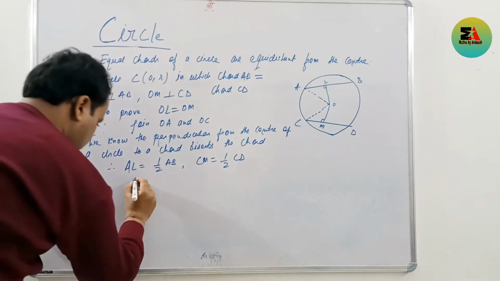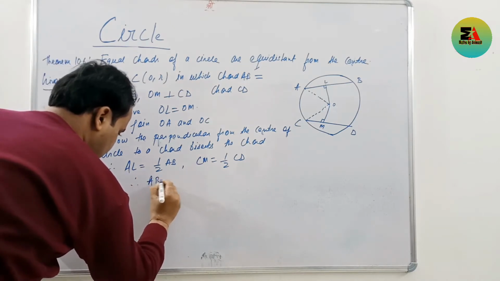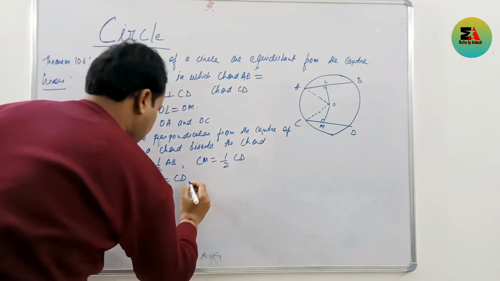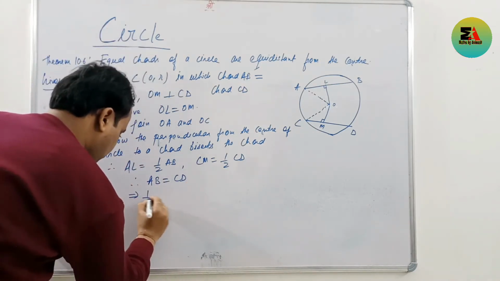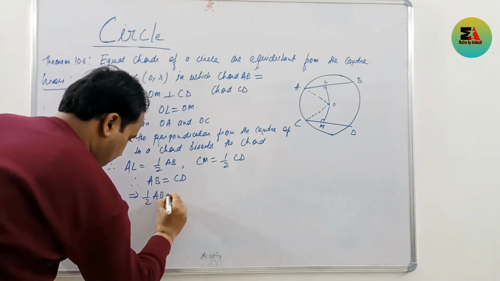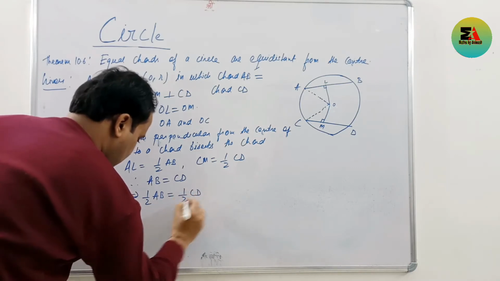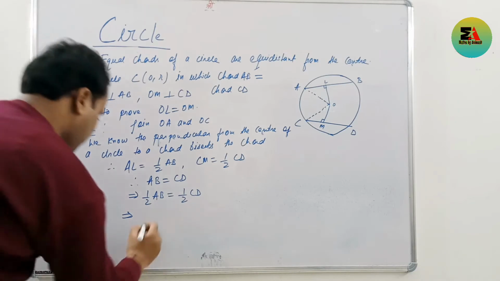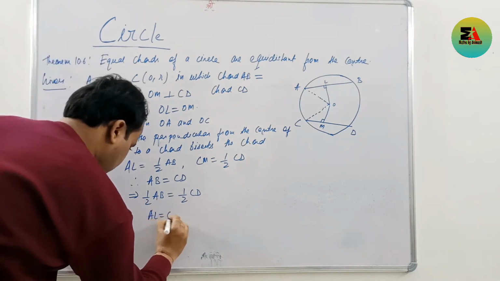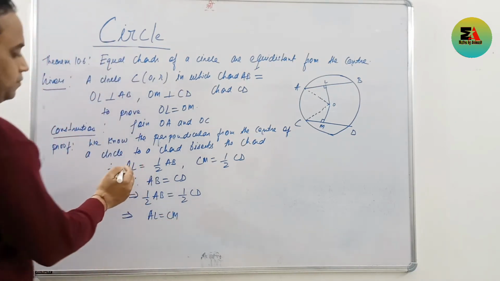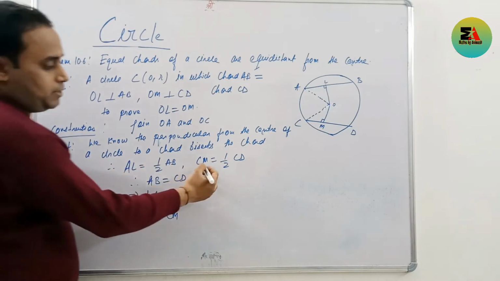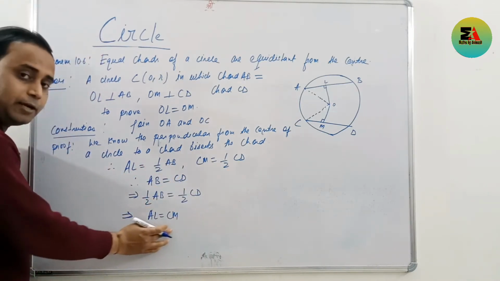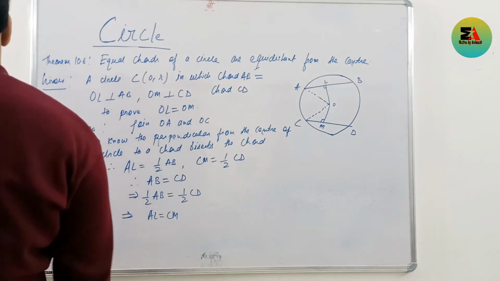And AB is equal to CD, this is given. Then what we write? Multiply half of both sides. This implies AL equals CM. We know that AL is half of AB, CM is half of CD. In place of half of AB and half of CD, we write AL equals CM. This one is clear to you?